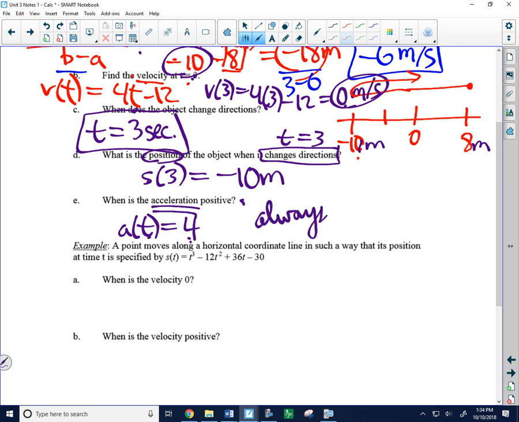So if you had gotten something with t in here, then we would have had to find when that expression was greater than 0. What we found is the acceleration is always positive. So if we got negative 2, you would have said never, because the acceleration was always negative 2. But basically this means velocity is always increasing.